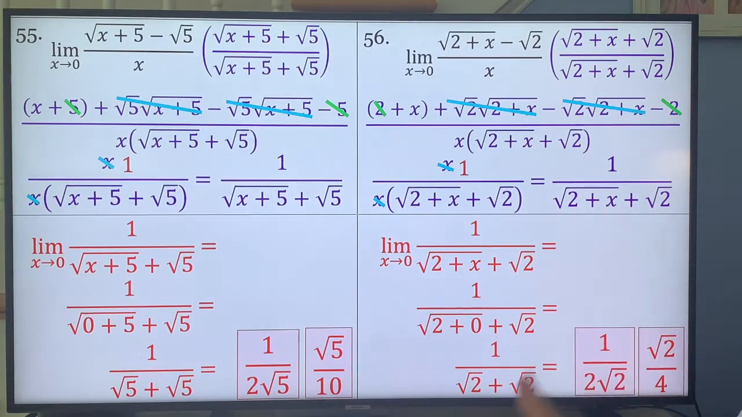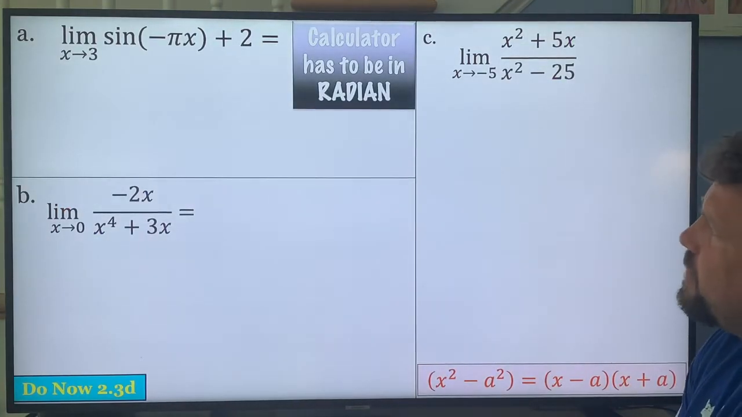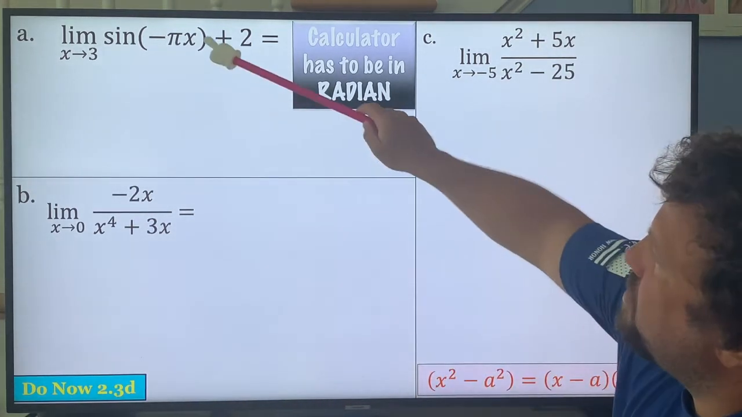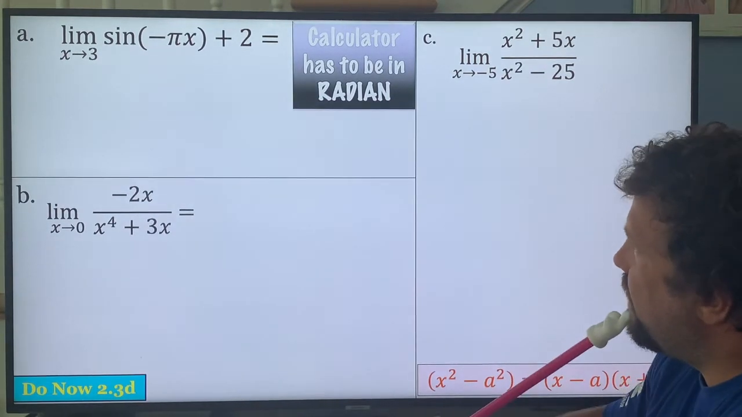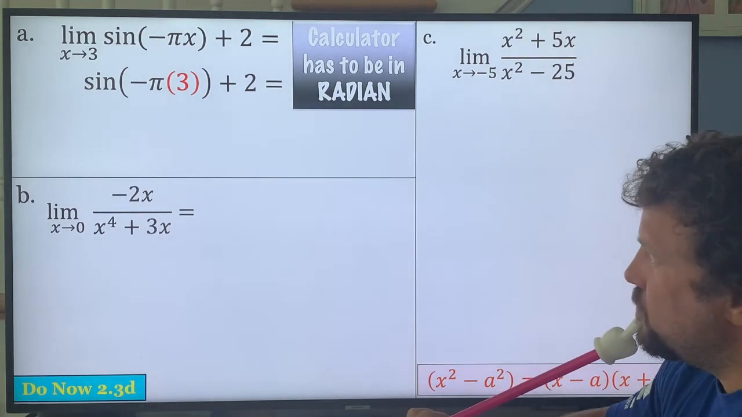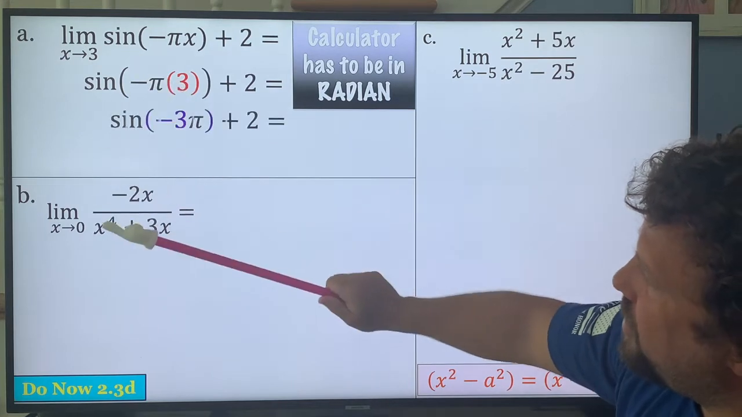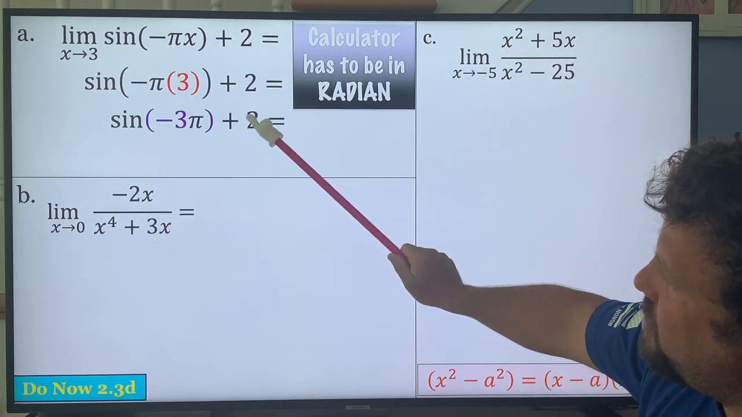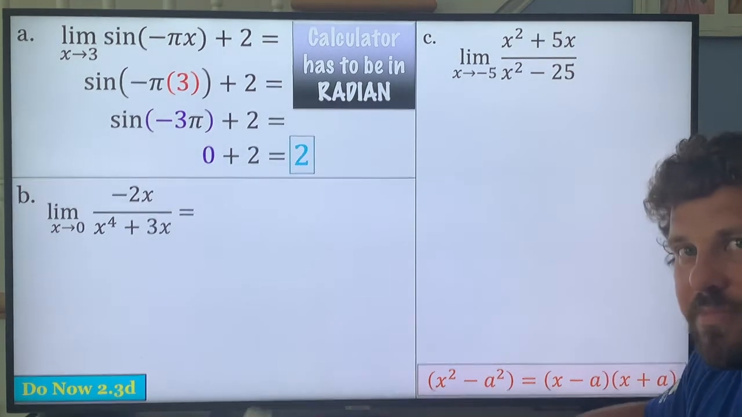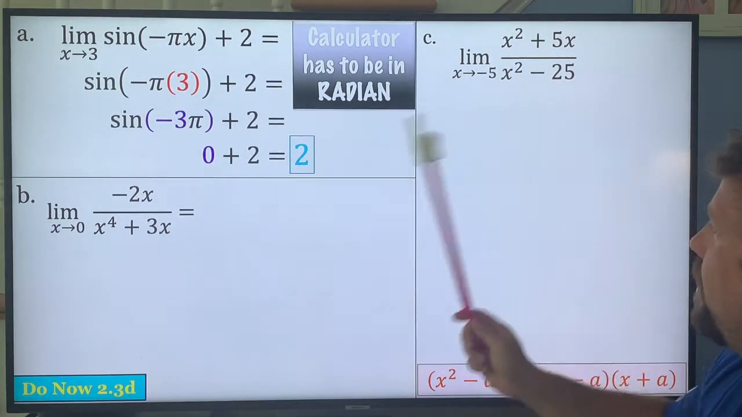Got it? Boom! Alright, let's go to your do now problem. Calculator has to be in radians. Remember that, calculator has to be in radians. So, going back to the limit of sine of negative pi x, plus 2. Plug in your 3, negative pi times 3. This plus 2 is outside. So, you just do sine of negative 3 pi, okay? And then add 2 to it. Sine of negative 3 pi is 0. 0 plus 2 is 2. This is just your vertical shift.